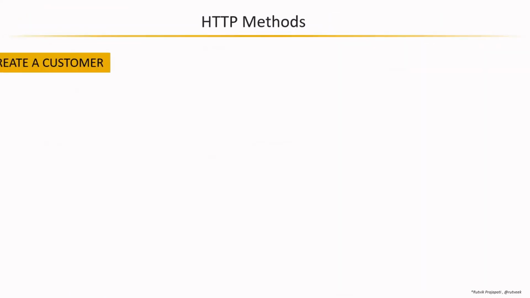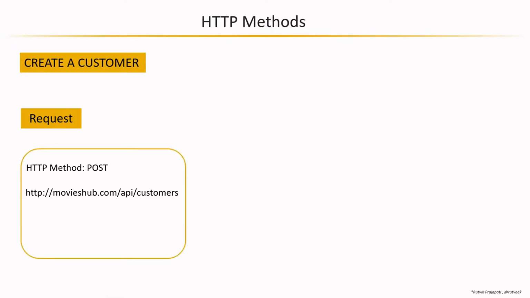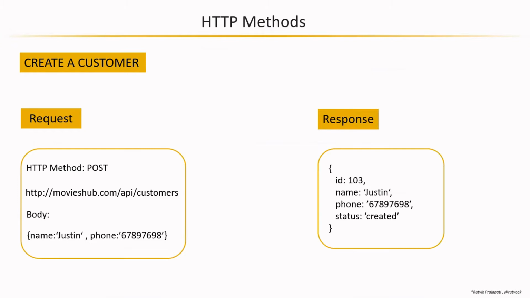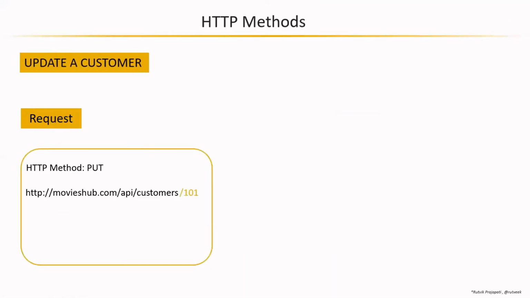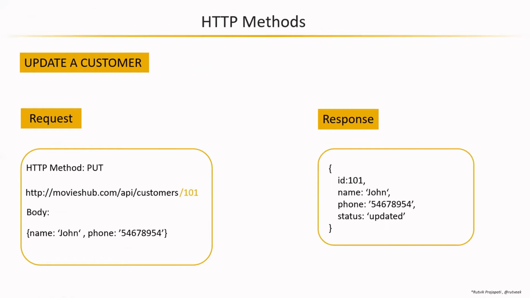Now to create a customer, we need to use a POST method, and with that we also need to supply the attributes, so for that we use the body. Once we send this request, the record gets created in the server database, and we get the response: its ID is 101, name is Justin, here is the phone number, and status is created. Again, to update the customer, we need to provide the customer ID for which we want to update the record, and along with that we need to provide the body. So for both PUT and POST methods we require the body. Once we send this request, we get the response like ID, name, and the status.